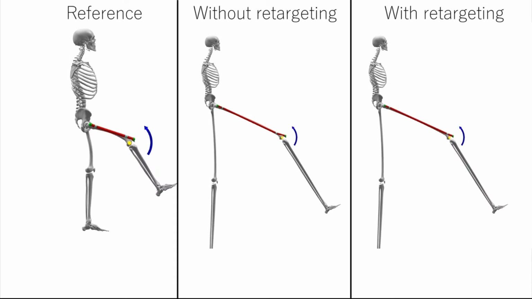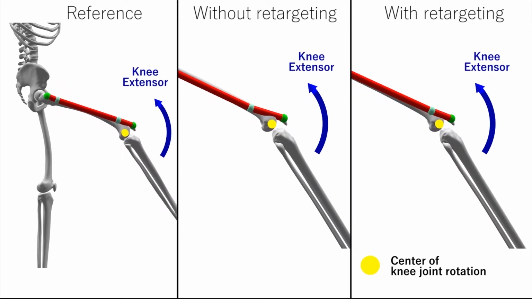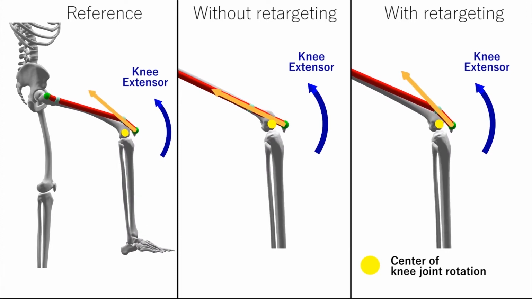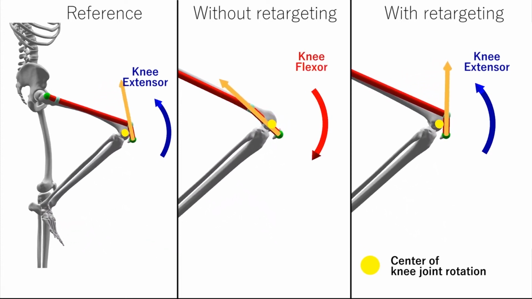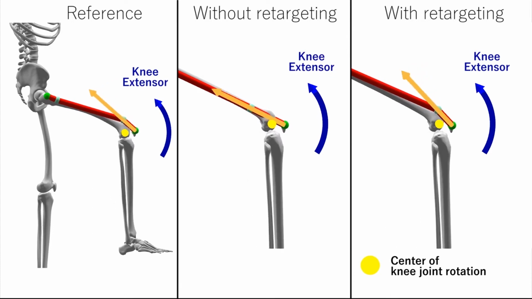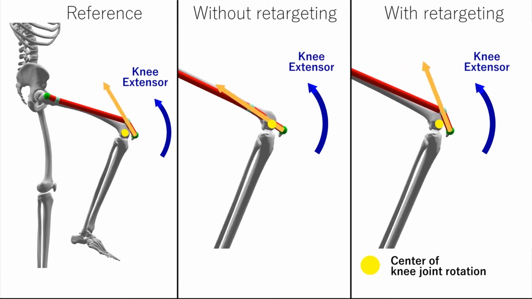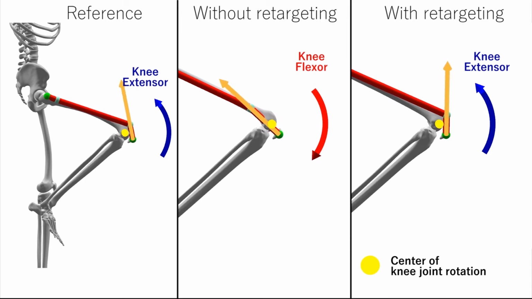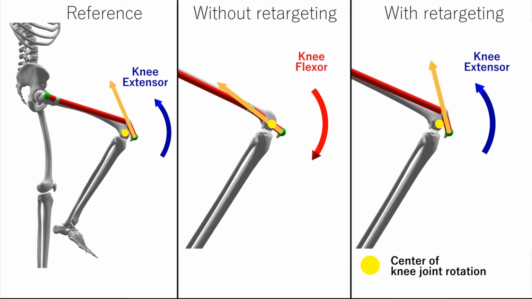This example shows how the perturbed force direction affects the function of a muscle. The vastus lateralis is a knee extensor in the reference model. The skeleton scaling perturbs the force direction at the muscle insertion, resulting in the opposite action as a knee flexor. Our algorithm effectively solves the problem by optimizing the waypoints.